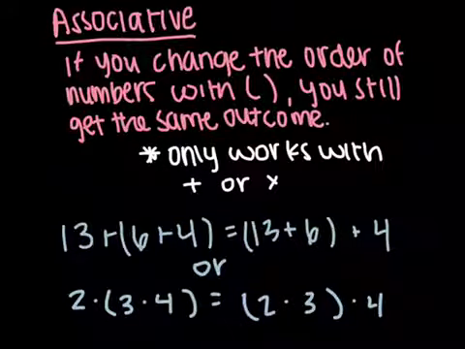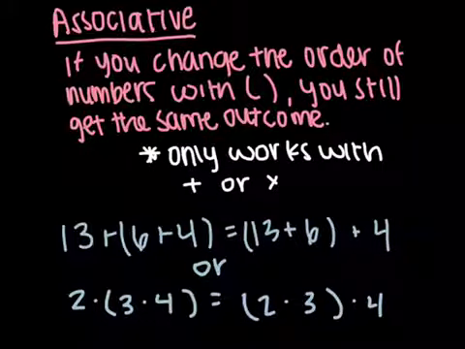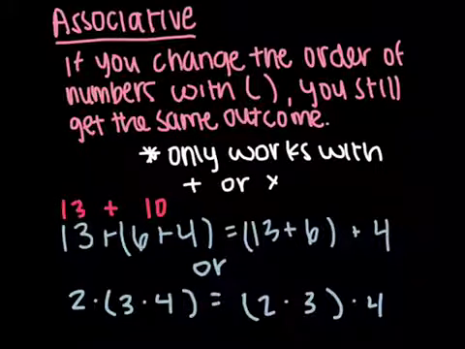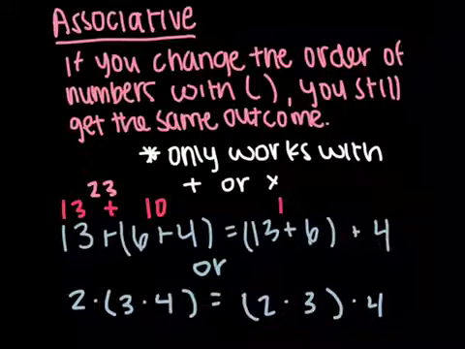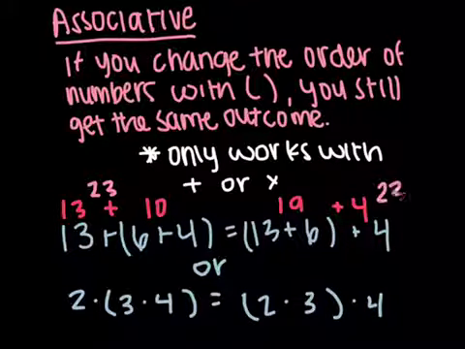Lastly is the associative property. If you were to change the order of the numbers with parentheses, you'll still get the same outcome. Now again, this only works for addition or multiplication as well. So in the first example, 13 plus 6 plus 4, we're going to use PEMDAS, so we're going to use parentheses first. So 6 plus 4 is 10. And then you're going to add the 13, and you end up getting 23. Now on the other side, if I were to switch the parentheses, I would do 13 plus 6 first, which is 19, plus 4, and again, I get 23, so it's the same thing.